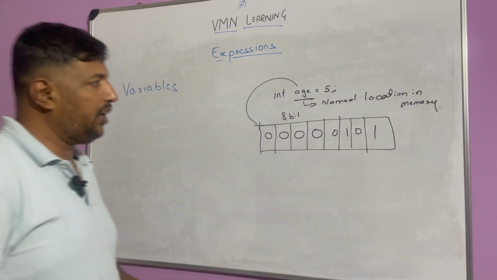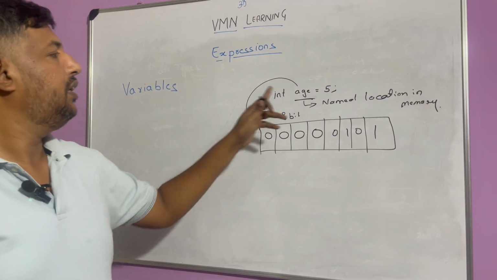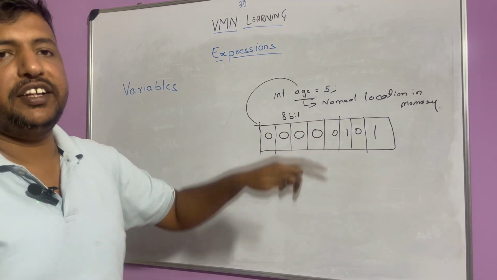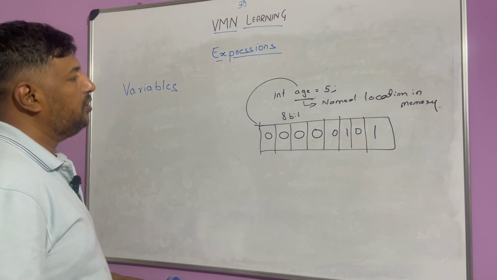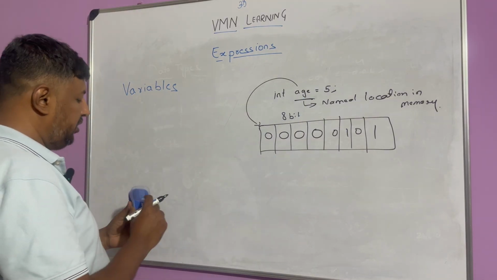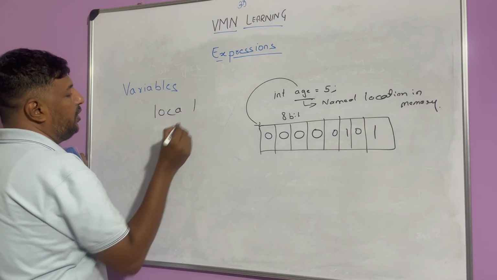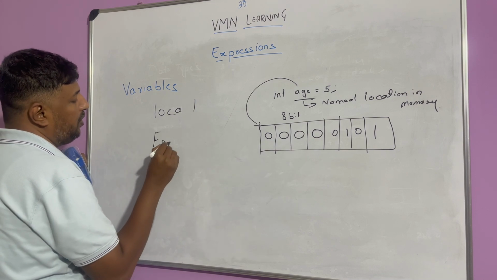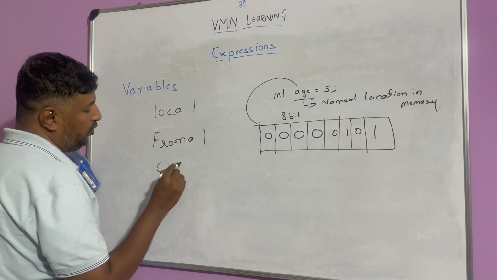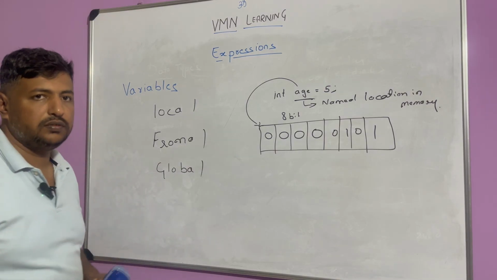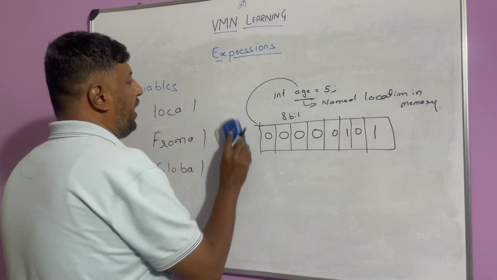This is the named location in memory where the value is stored, and we can access it using the name age. So there are 3 types of variables: local, formal, and global. What are local, formal, and global? Let's understand it.